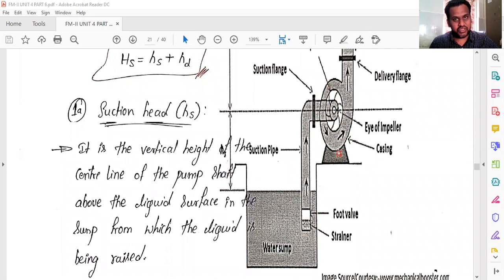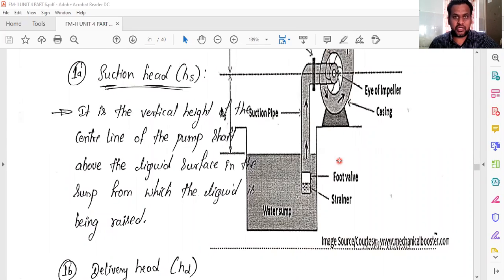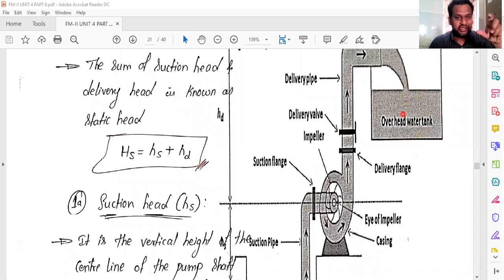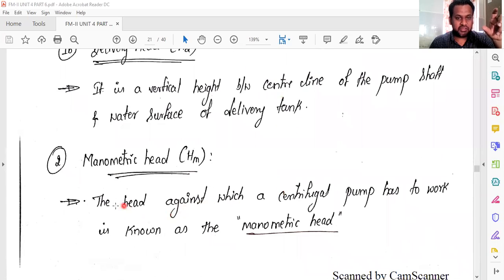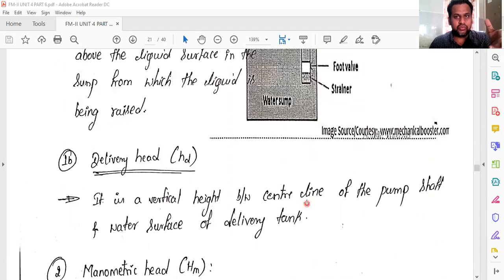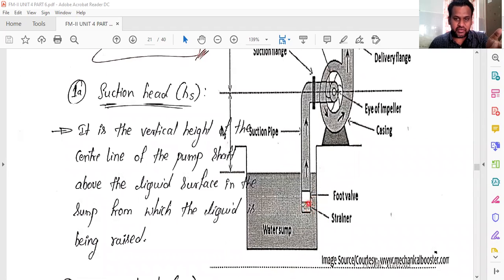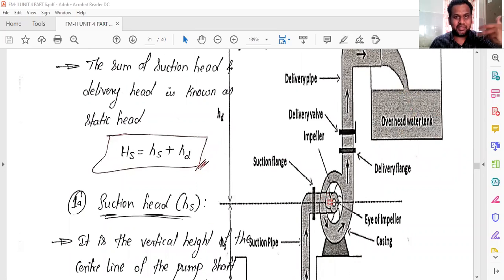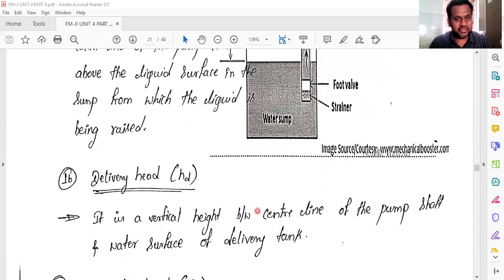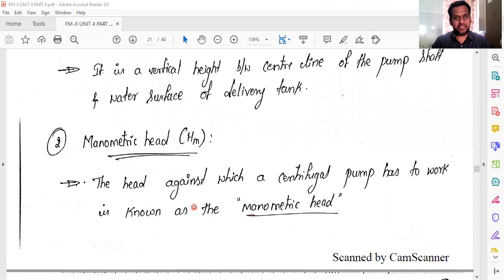So against all these things, the centrifugal pump has to work against all these losses, and it has to take the water from here to this location. Whatever against head or energy is required to make the water reach from this location to this location, that head against which all these things it has to travel is called the manometric head. So it is the head which is required, like total head minus losses.